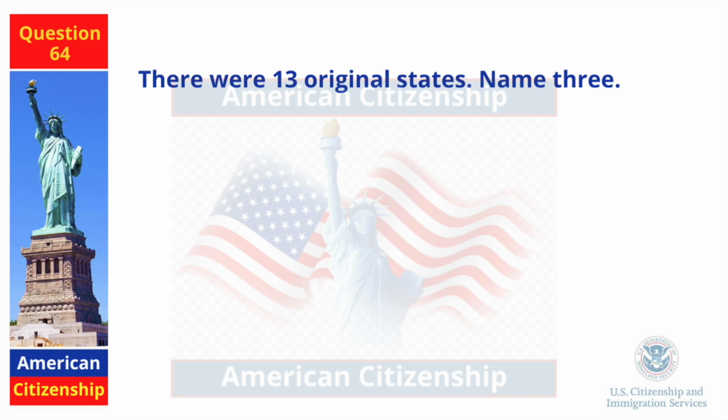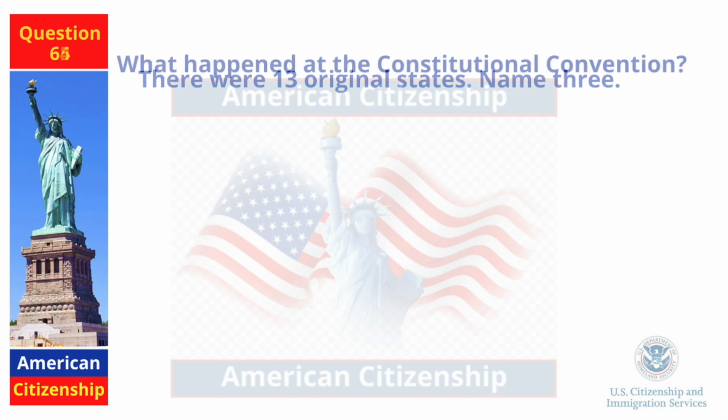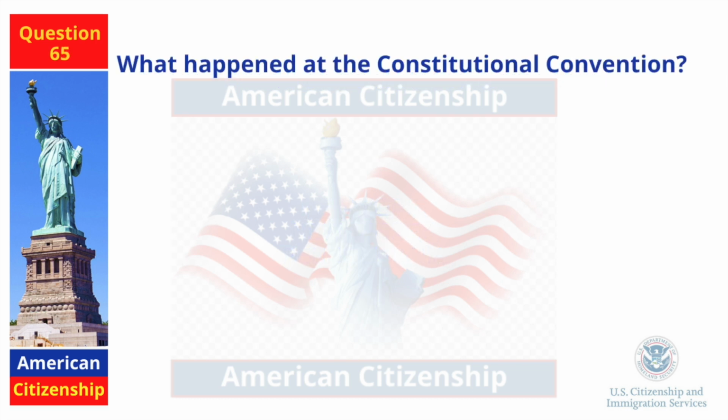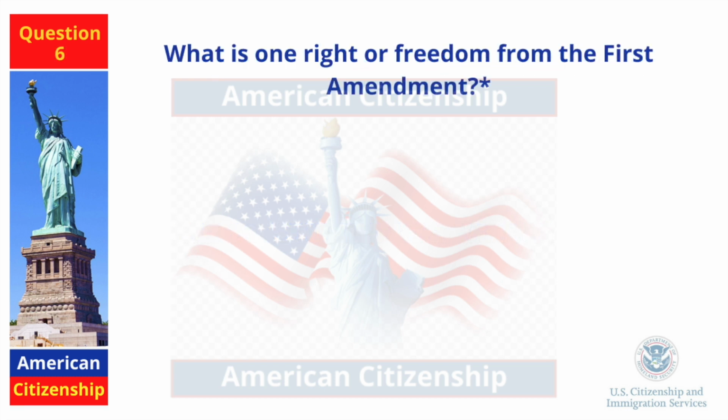There were 13 original states. Name 3. New York, New Jersey, Pennsylvania. What happened at the Constitutional Convention? The Constitution was written. What is one right or freedom from the First Amendment? Speech.